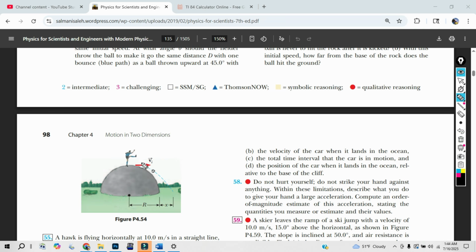All right, so, oh yeah, holy hell. So I always take things to the extreme, you know what I mean? So let's say my initial velocity is just huge.